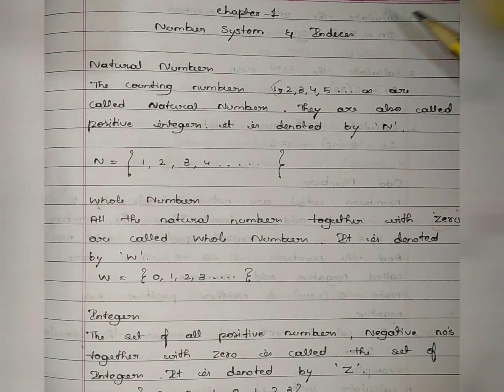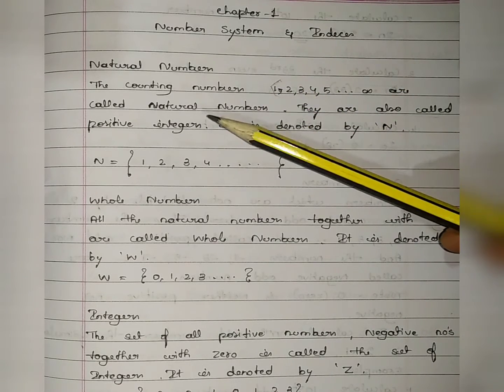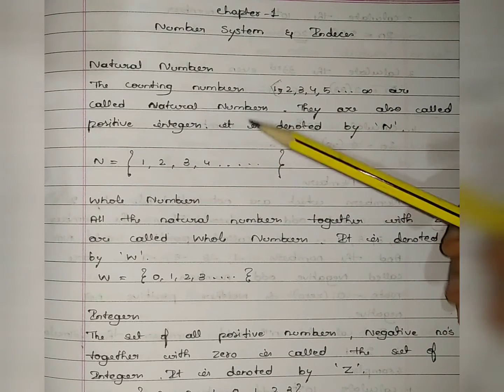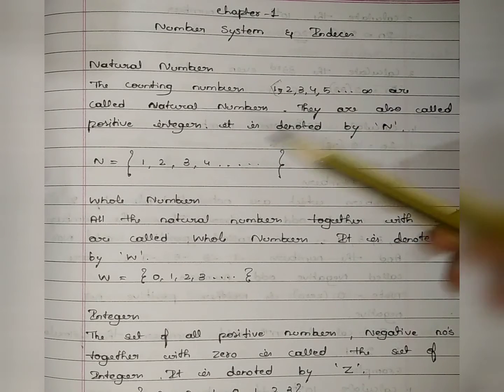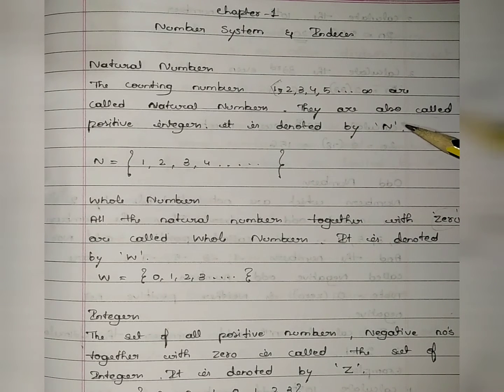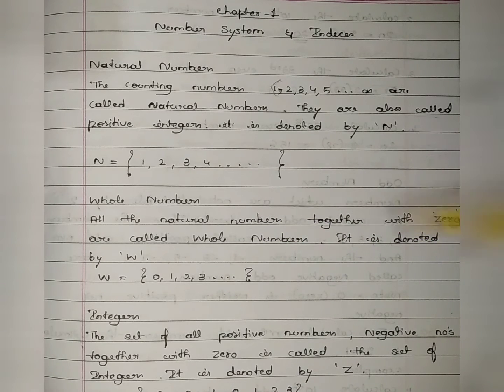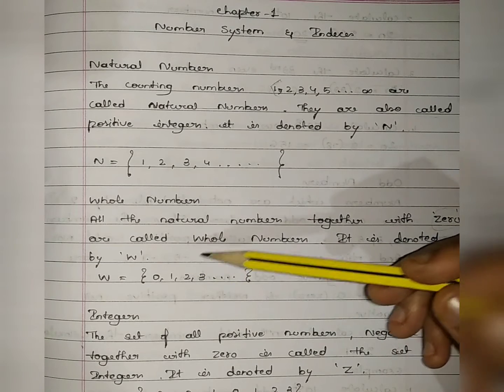Number system and indices. Natural numbers. The counting numbers from 1, 2, 3, 4, 5 up to infinity are called natural numbers. They are also called positive integers. It is denoted by capital N. Whole numbers. All the natural numbers together with 0 are called whole numbers. It is denoted by capital letter W.